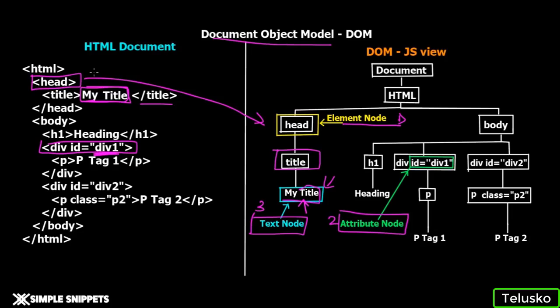So yeah, this was it for this video. I just wanted to talk about document object model because this is a very fundamental topic which, if you are a beginner, you definitely need to know, and you need to know how JavaScript actually looks at a HTML document and how it performs manipulations using different nodes.